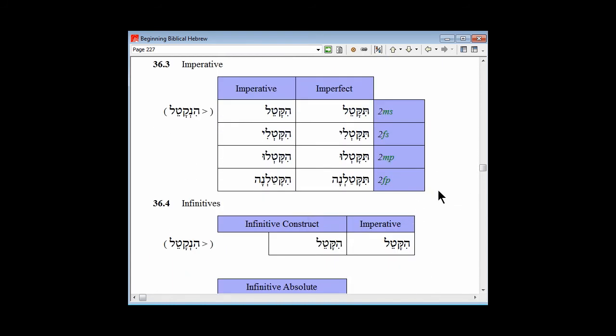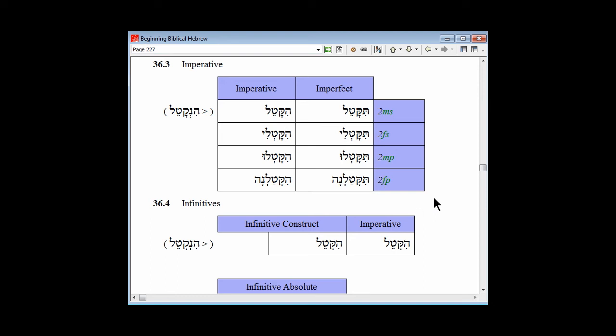Now, imperatives, again, he shows you the nifal imperfect. So we've got here the prefix, hirik, dagesh, qamets, tiqqatel. The imperative is absolutely the same, except instead of the imperfect prefix and then hirik, dagesh, qamets, we have a hey. Hey prefix, hirik, dagesh, qamets.